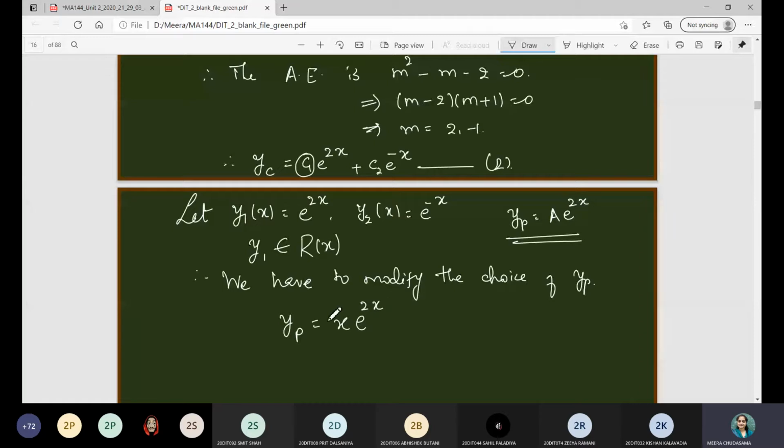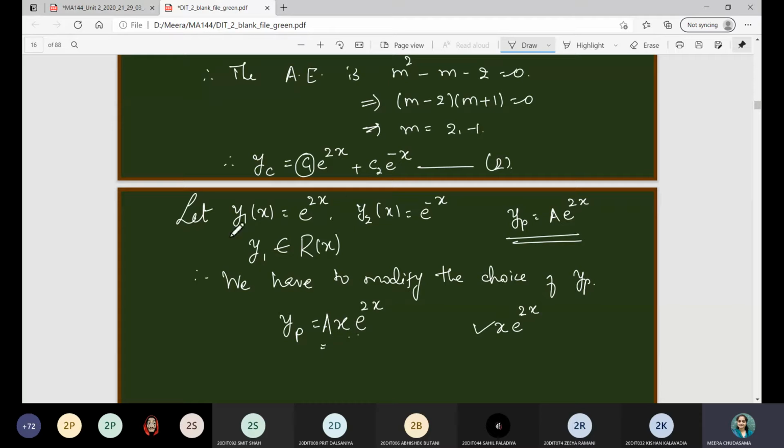After multiplying, we will again check that the modified choice of yp is not in the complementary function. So now the function is x e raised to 2x. The complementary function has e raised to 2x and e raised to minus x, so this is now the correct choice of yp. Rest of the procedure will remain the same: you have to find the derivatives, then by comparing the coefficients you will obtain the value of the constant quantity.